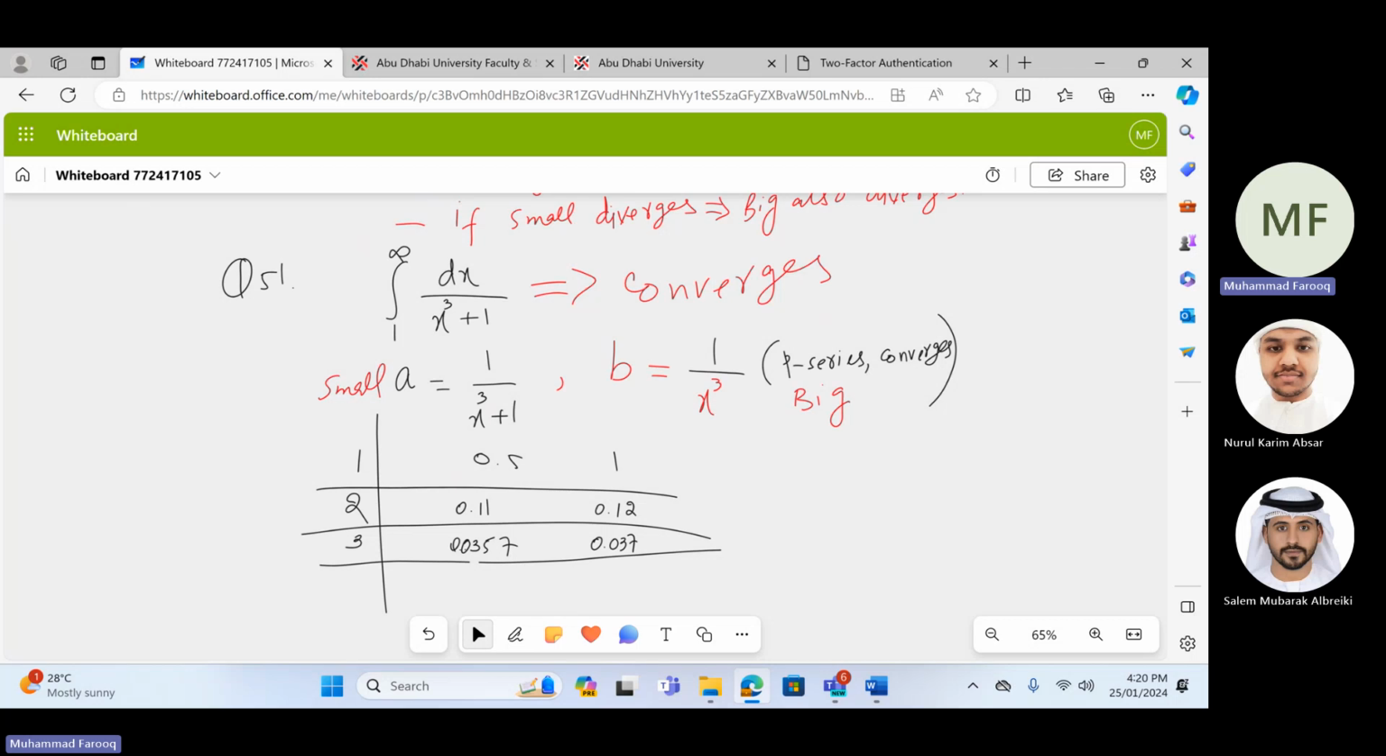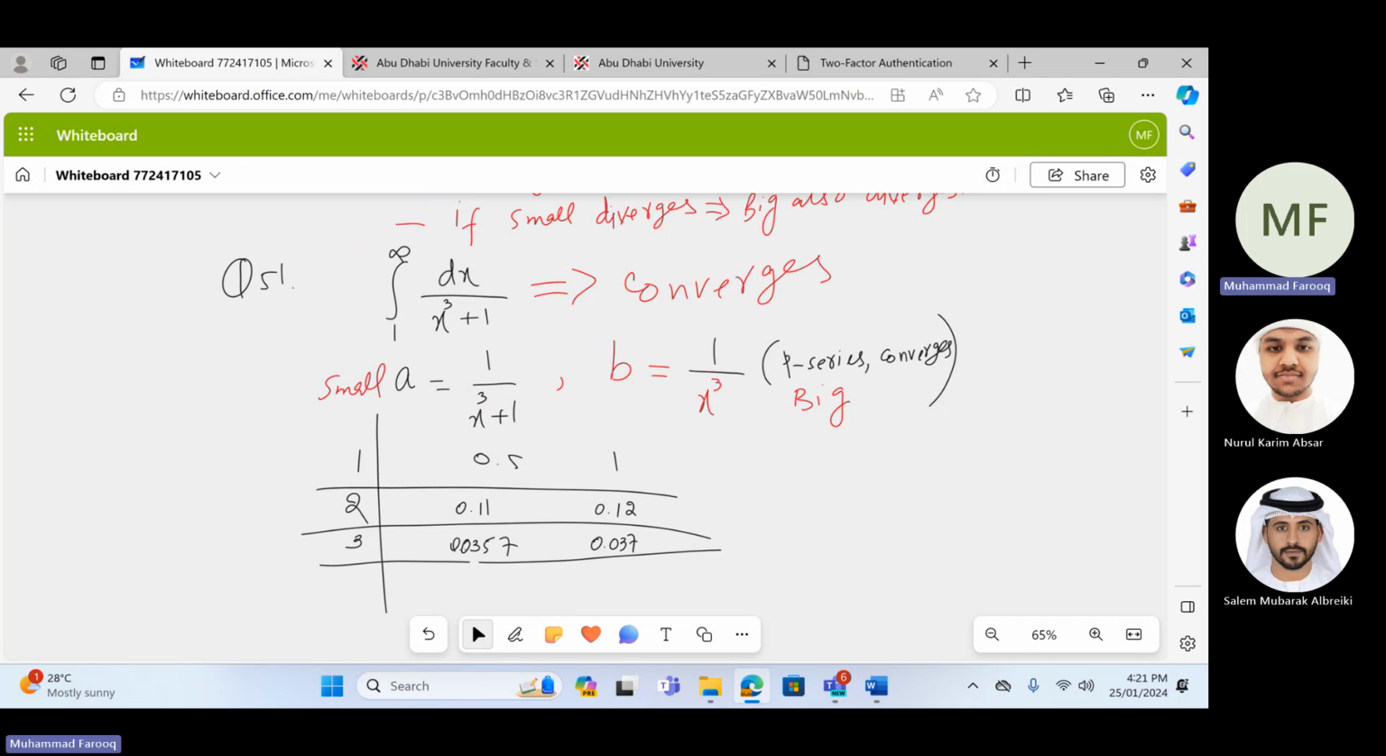Now we have these two functions. We have to check who is big and who is small. By the way, 1 over x cubed is a P series, and because P is more than 1, it converges. Now x values are available from 1 to infinity, so put 1 in both of them. It gives me 0.5 and 1. Next put 2 here and here: 0.11, 0.12. Then put 3. So we checked: this is small, this is big. B is big and A is small, understand?